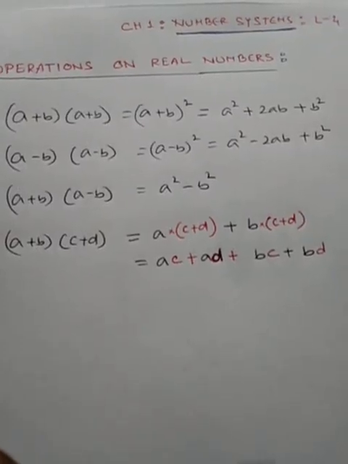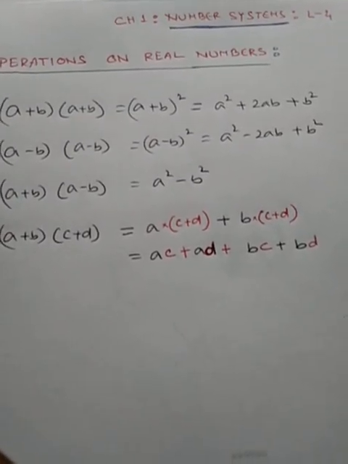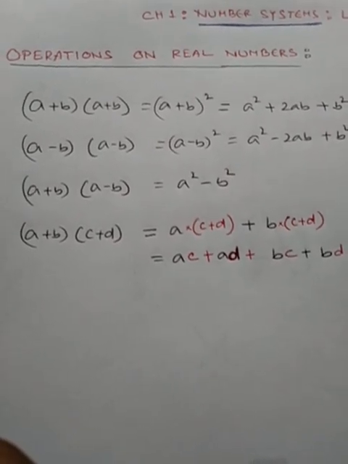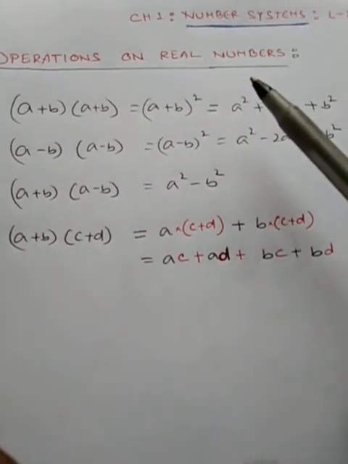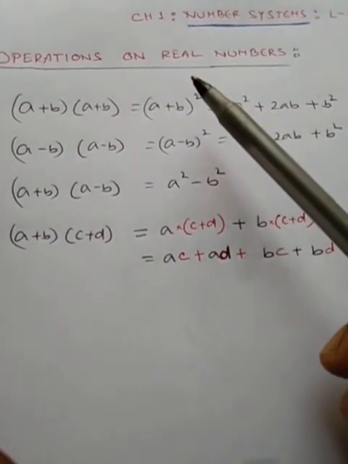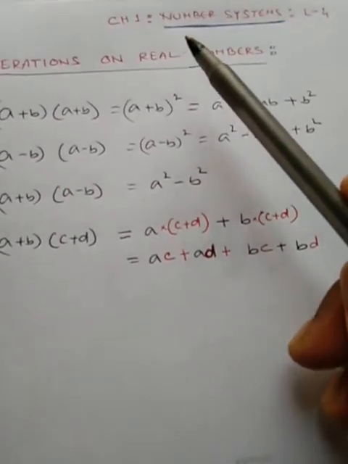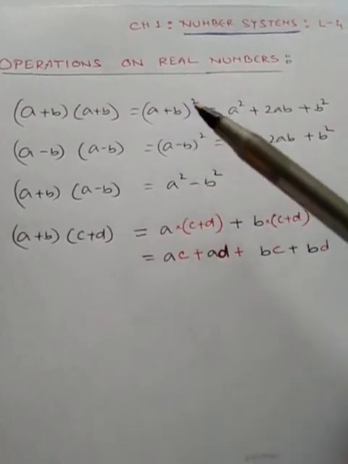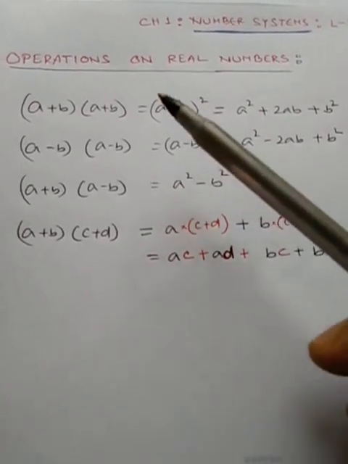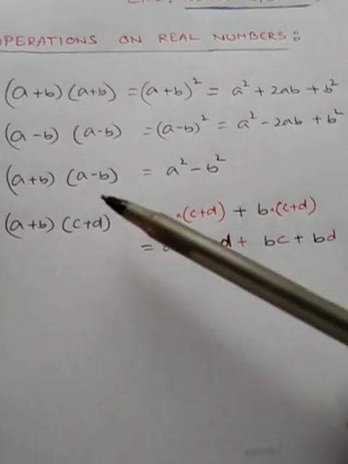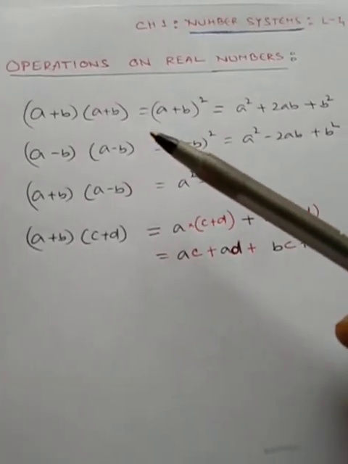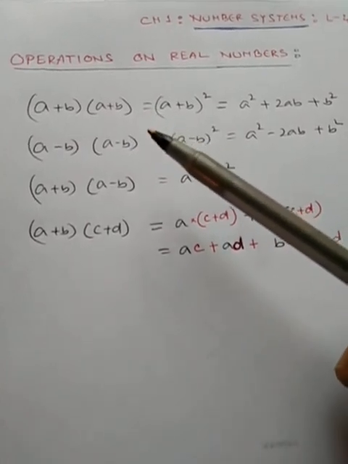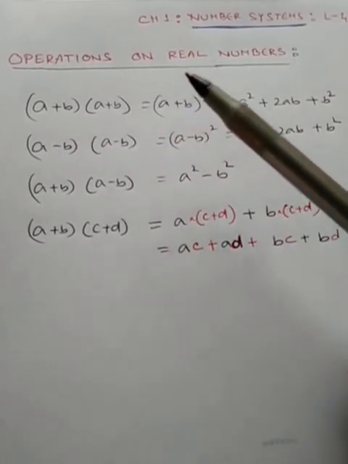Hello students, in today's class we'll discuss different operations on real numbers. Real numbers here, in this chapter, means rational numbers and irrational numbers, whose definitions we have already discussed in earlier classes. Here we'll see some operations on these real numbers.